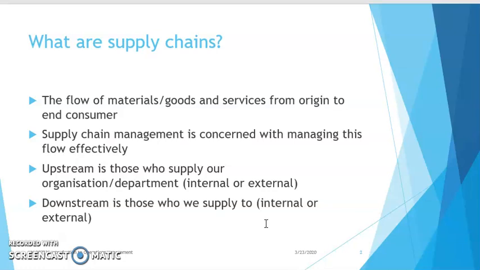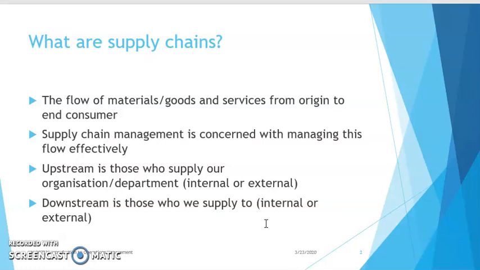Supply chain management is concerned with managing this flow effectively. And it's not just material goods, it could be information as well. So for instance, people working in a bank, if I apply for a mortgage to a bank, the bank might use a credit rating agency as a supplier. They might ask for a credit check on me and on my ability to repay a mortgage. So in this case, that would be the flow of information.